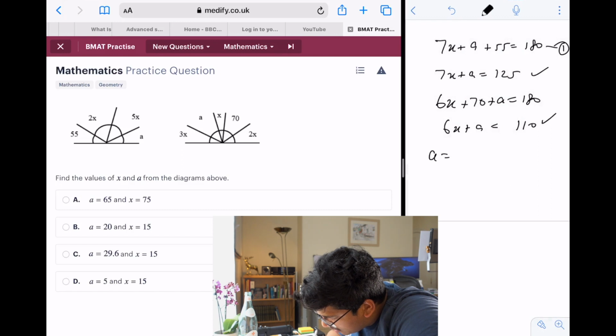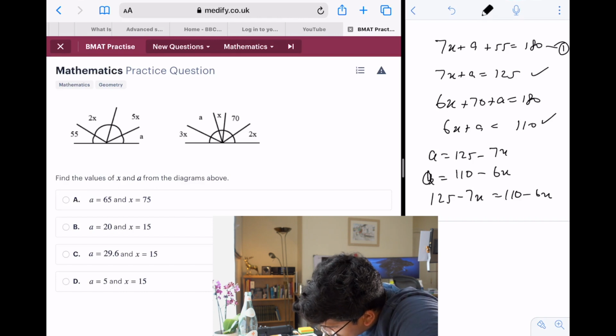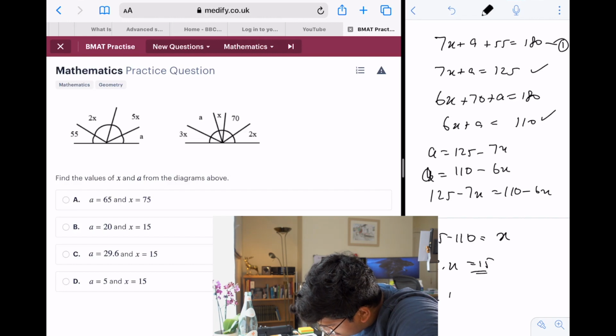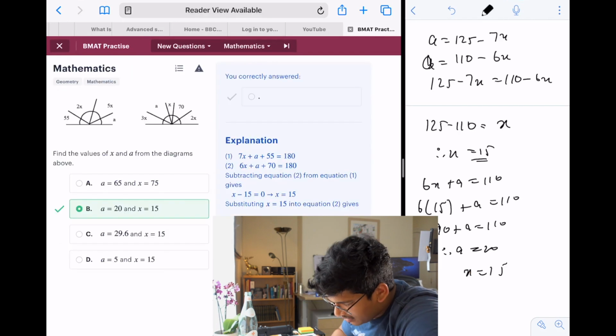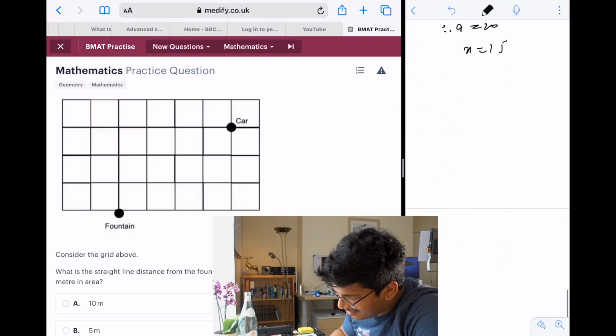So a is equal to 125 minus 7x. And a again is equal to 110 minus 6x. So 125 minus 7x is equal to 110 minus 6x. So 125 minus 110 is equal to x. x is equal to 15. Great. If that's correct, 6x plus a is equal to 110. 6 times 15 plus a is 110. 6 times 15 is 90, plus a equals 110. Therefore, a equals 20, x equals 15. That one. Lovely. Cool. That was saved, just about.